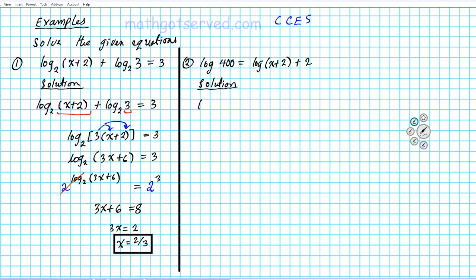We're going to be following the same outline, CCES: collect, condense, eliminate, and solve. All right, so let's collect first. You notice we have a log term on the left and a log term on the right. So what are we going to do here? How do we collect it? Do we move the log on the right to the left or the one on the left to the right?